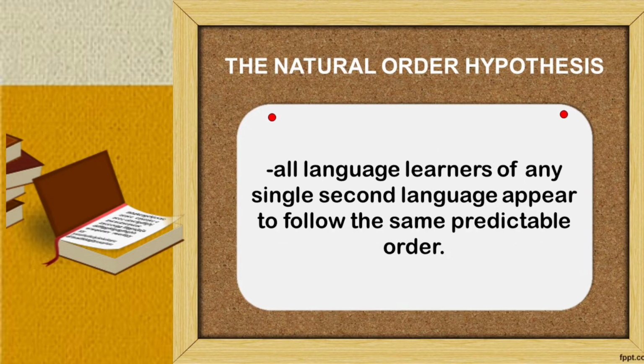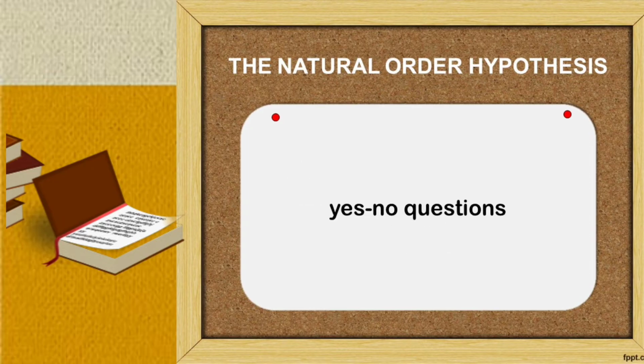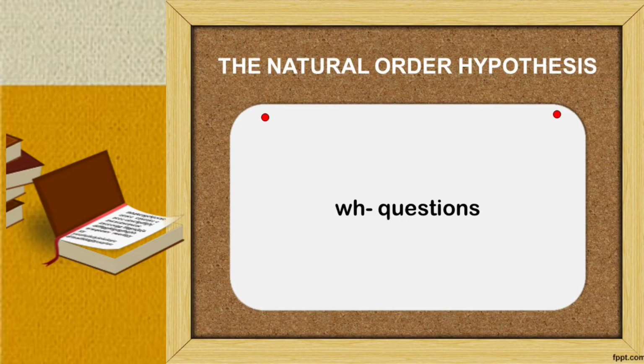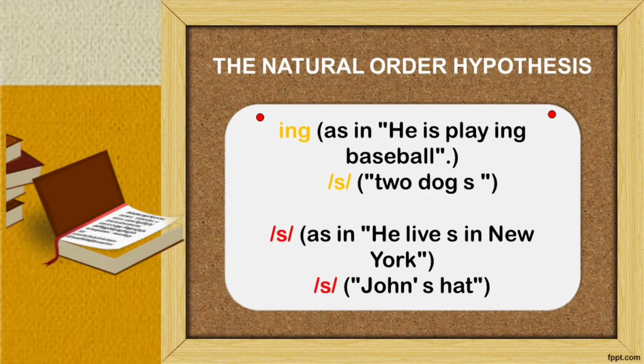Regardless of native language, all language learners of any single second language appear to follow the same predictable order. For example, learners of English as a second language generally acquire the grammatical structure of yes-no questions before the grammatical structure of WH questions.